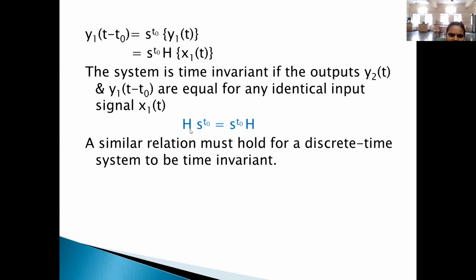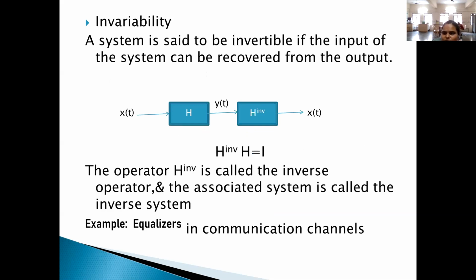The same thing we can do for the discrete also. Next property is invertibility, means it's not going to change. A system is said to be invertible if the input of the system can be recovered from the output. Invertibility means: whatever the input I give, if I do some operation there, I should get the same output.